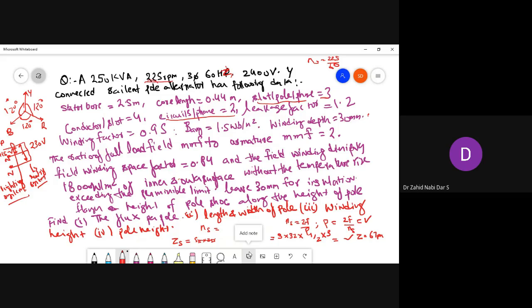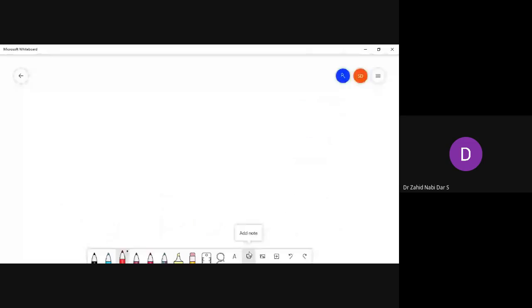See, this is the synchronous speed. First of all, we'll go for the synchronous speed. If we are going to the problem, what we see is the synchronous speed 225 rpm. So we'll write the given data.